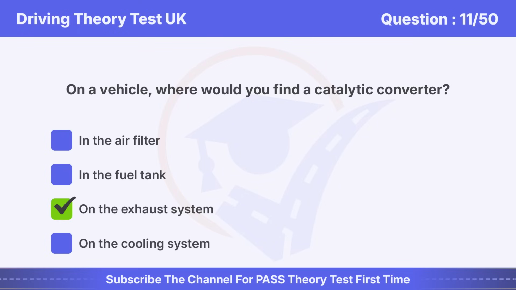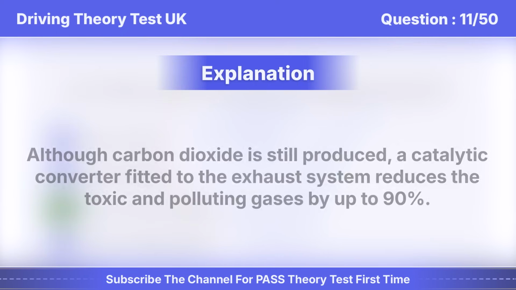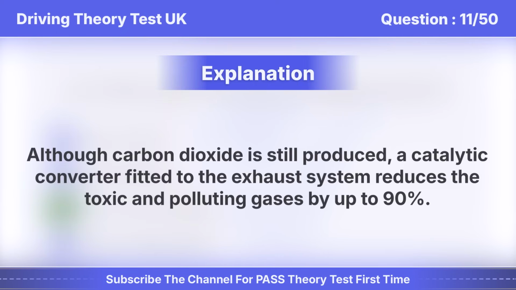Answer is C. On the exhaust system. Although carbon dioxide is still produced, a catalytic converter fitted to the exhaust system reduces the toxic and polluting gases by up to 90%.